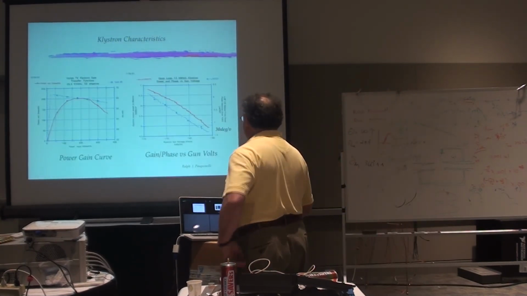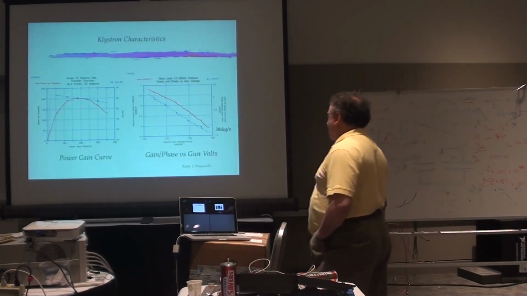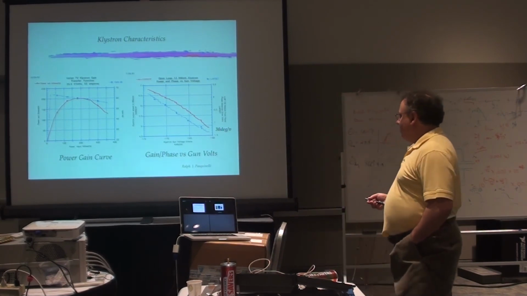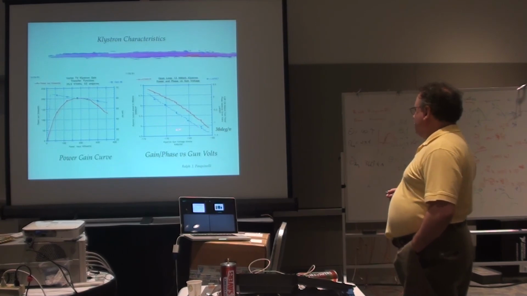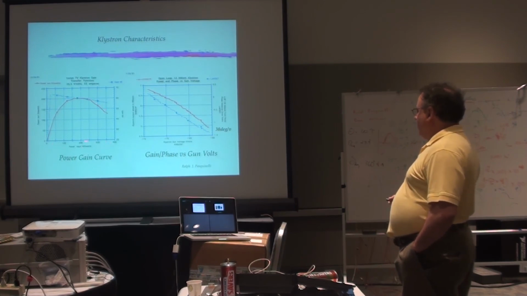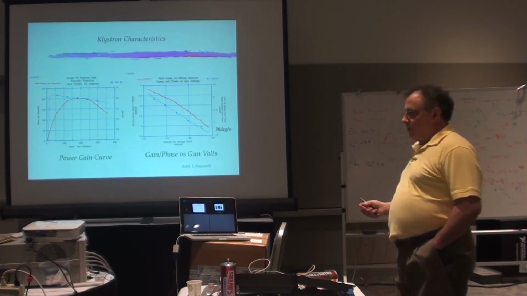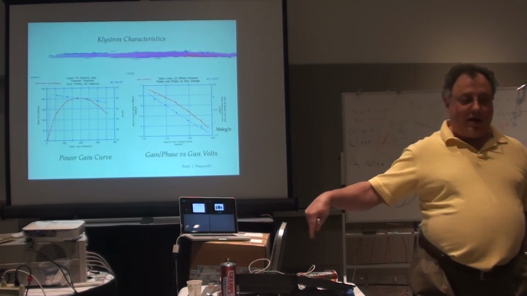Okay, this shows what a typical klystron characteristic would be. On the left is a power gain curve, on the right is a phase versus gun volts curve, and the red curve right here is what the transfer function looks like of input power versus output power. These are some of the measurements you'll be able to make on these little puny amplifiers.